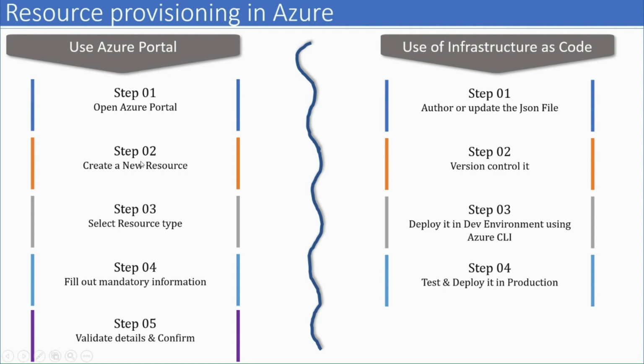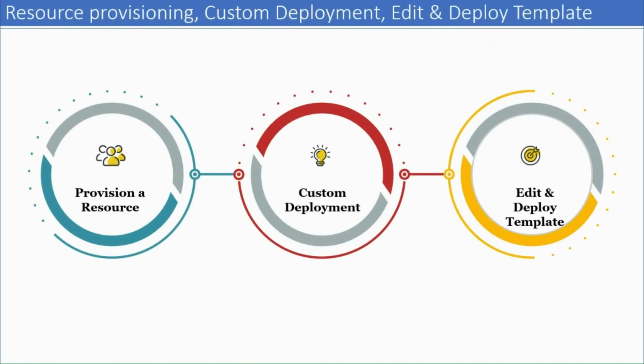So we are going to see three different ways of provisioning resources in Azure environment. There are many options available. I will be walking through three key important ones. First one is I'm going to use Azure portal to provision a resource. Second one is I'm taking the script out from here and then editing and deploying it into a newer environment.